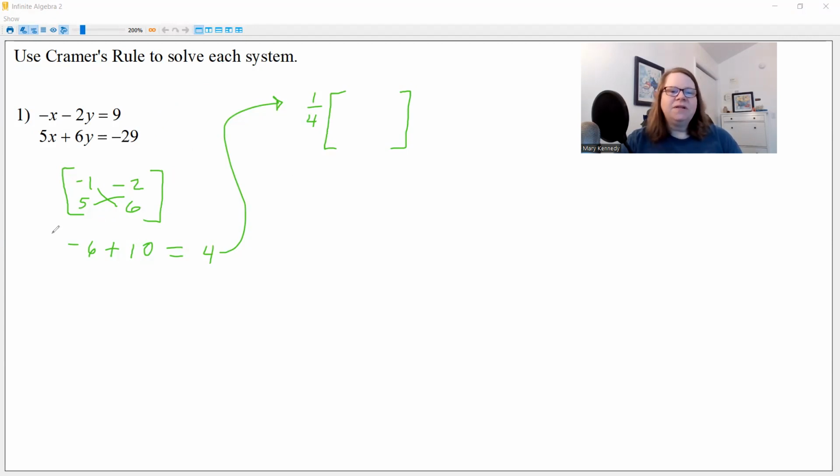So the -1 and 6 are going to swap positions. So 6 goes here, -1 goes here. And then the 5 and -2 stay in the same place, but they change from positive to negative or negative to positive. The sign changes. Okay. So 6 and -1 flip-flopped, and 5 and -2 changed to the opposite, right? -5, +2.